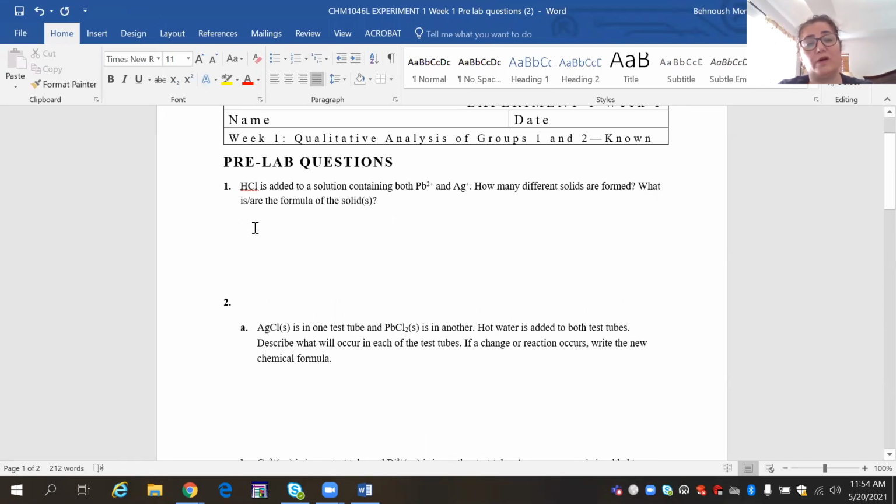What are the formulas for those solids? Someone said that these are like PbCO2. So you are going to write that and format it, because there should be no space here. And then that should be subscript, I'm sorry, subscript CO2. So that is a precipitate.